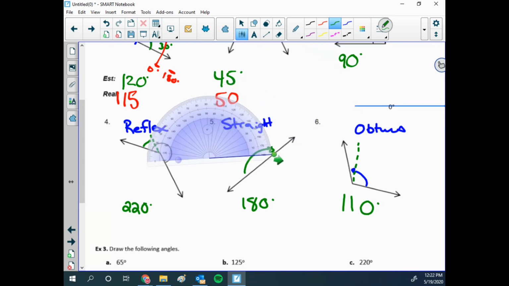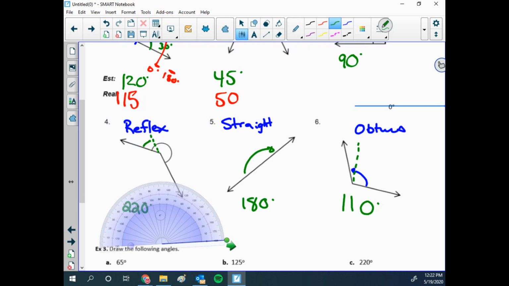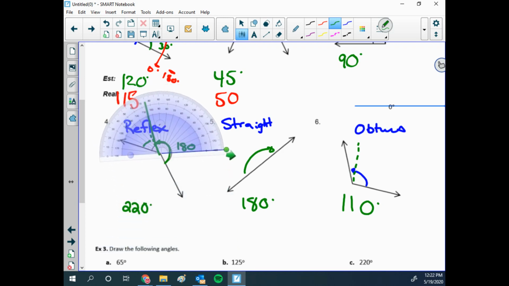So I take my protractor, I line it up on the vertex. Now this one is a little bit tricky because what I need to do is break this into 2 parts. I know this part right here is 180 degrees. What I have to do is add this other section to it, the small section that I've kind of improvised in there. So I'm going to take my protractor.